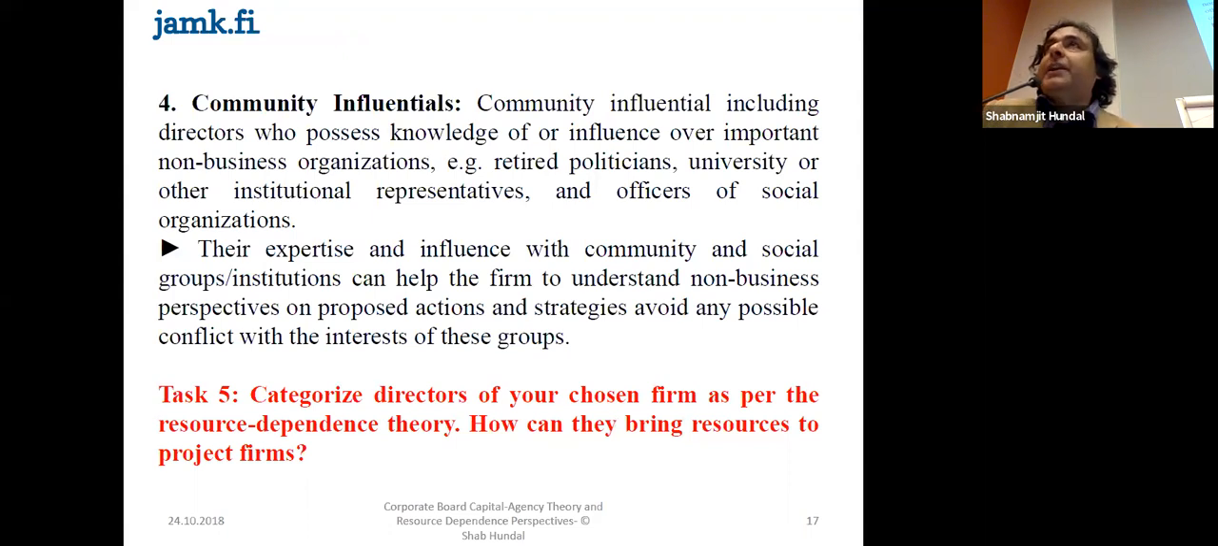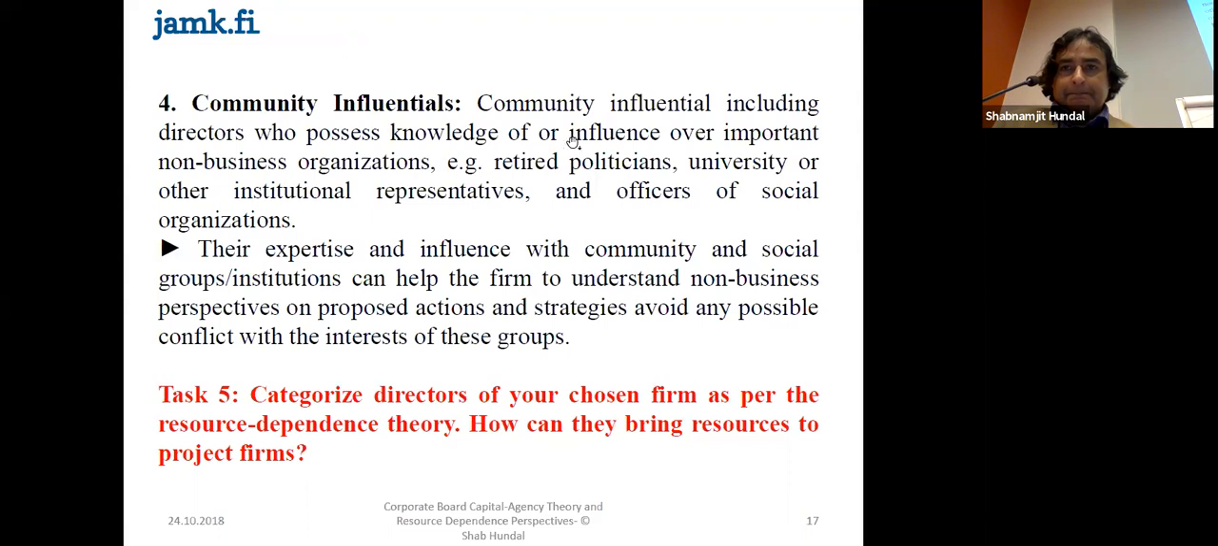Again, you can pick up one company and find out how the directors of your company could be labeled as per the resource dependence theory. Are they business experts, are they support specialists, or are they community influentials? So you can categorize them accordingly, okay?